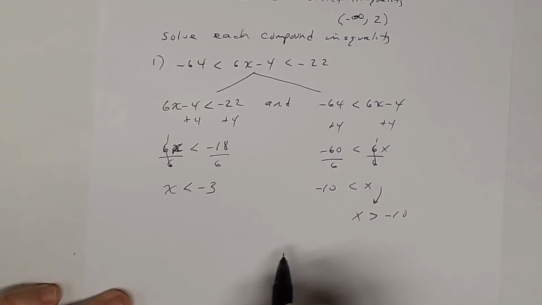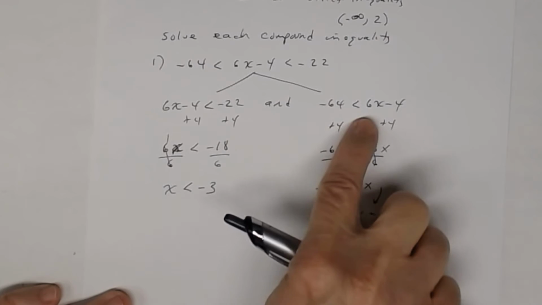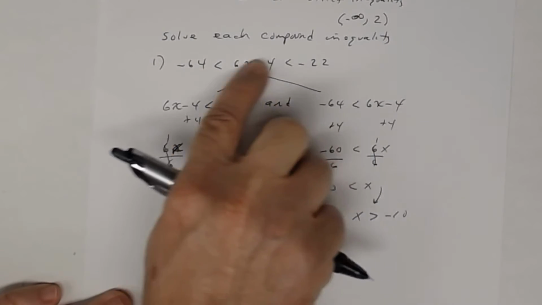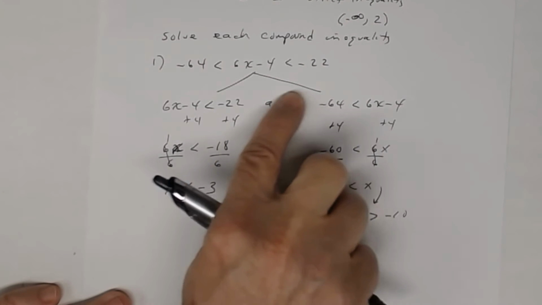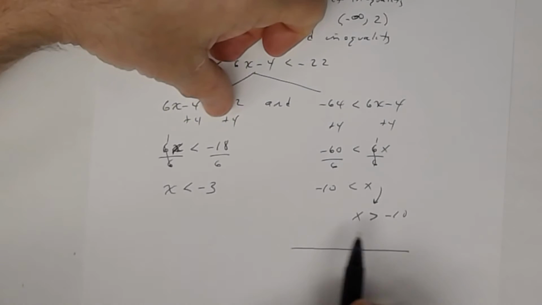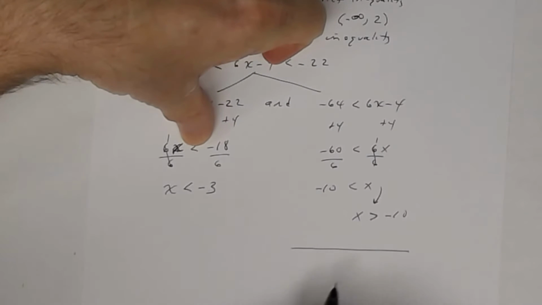Now what you're going to do is, remember, this is a solution to this only. This is the solution to this only. Now we've got to figure out what is the solution to the original. And that's where the word and is going to be important. So here's what you have to do now. On the number line, we're going to put -3 and -10 in correct order. So -10 is less than -3. So make sure you put that correctly.